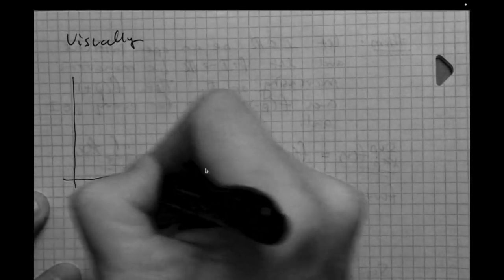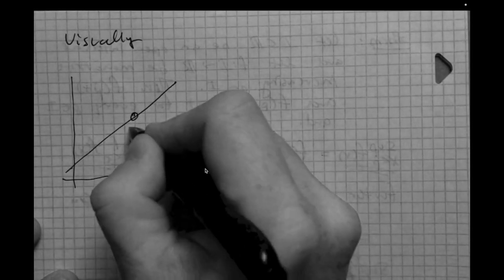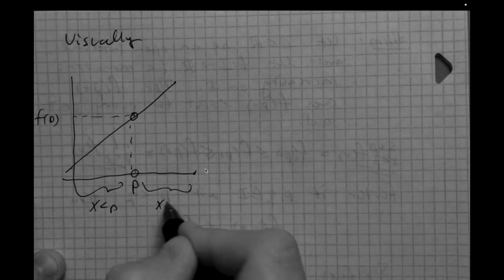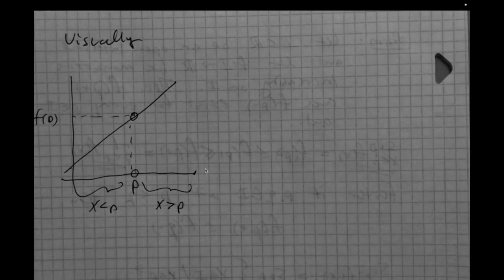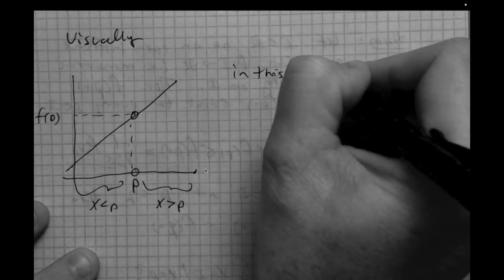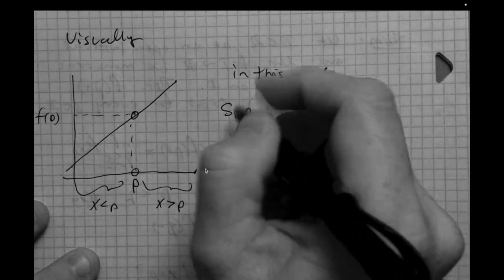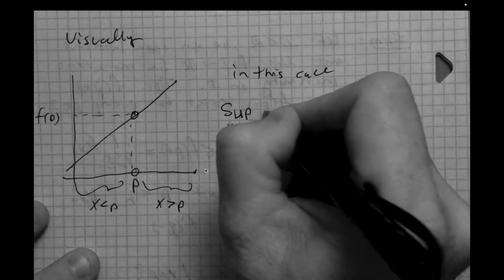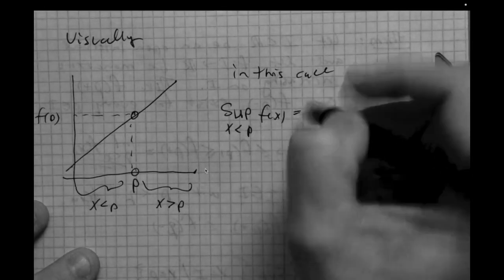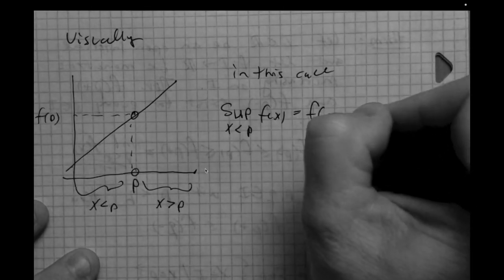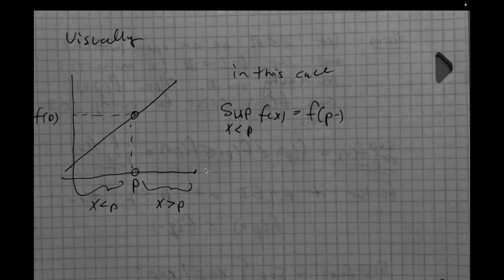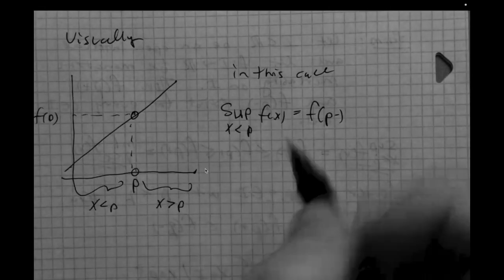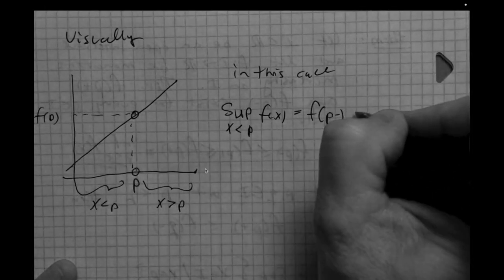So I've got some function here, and I've got a p, and so this is obviously my f of p, isn't it? So this is all x less than p, this is all x greater than p. In this case, the supremum of f of x where x is less than p is equal to the left-hand limit, just like what we had said previously. But also it's actually equal to f of p.